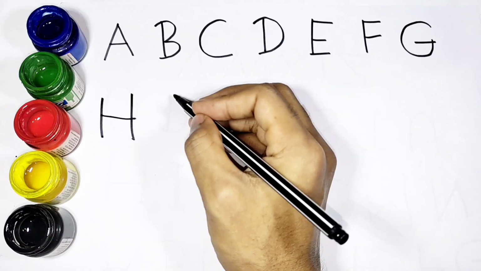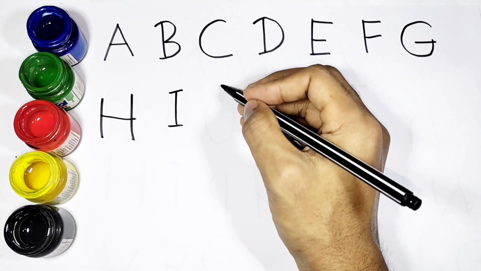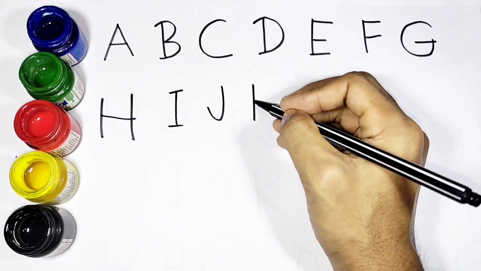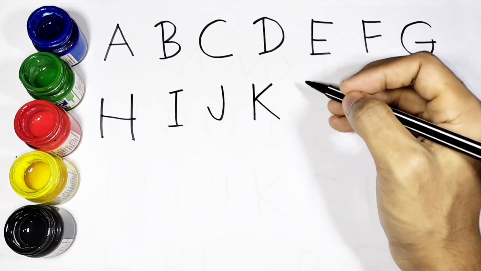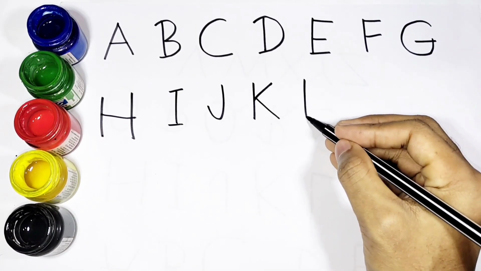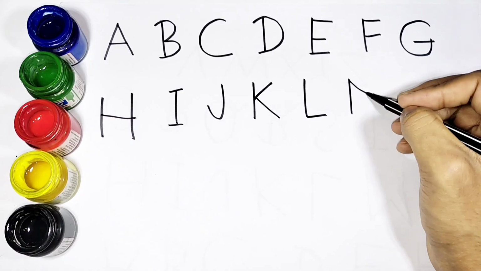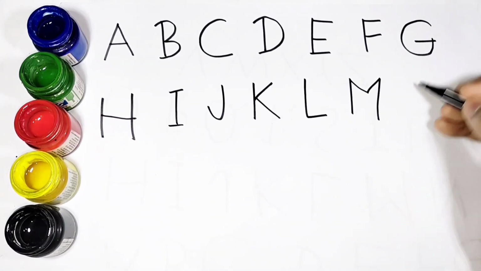The next one is I. I for ice, I for ice cream. The next one is J. The alphabet of K. K for kite. Kids, now we draw L. L for lion, L for lemon. And the next one is M. M for moon, M for mango.